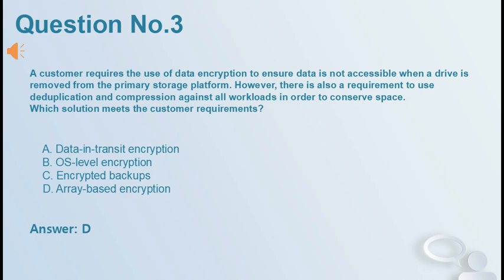A customer requires the use of data encryption to ensure data is not accessible when a drive is removed from the primary storage platform. However, there is also a requirement to use deduplication and compression against all workloads in order to conserve space. Which solution meets the customer requirements? A. Data in transit encryption. B. OS-level encryption. C. Encrypted backups. D. Array-based encryption. Answer. D.